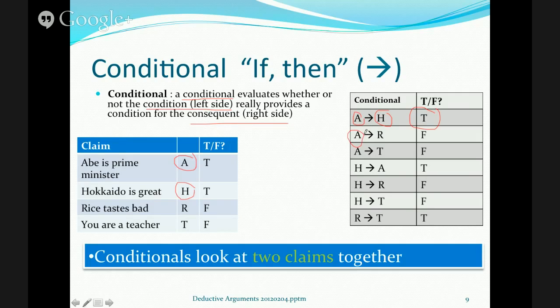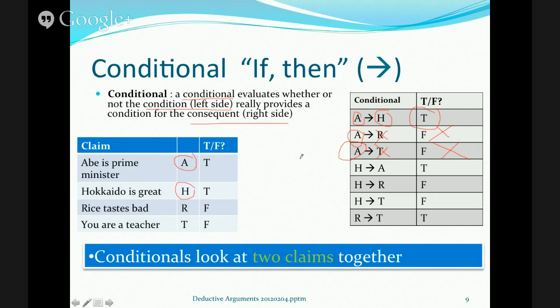So Abe is prime minister, true. Rice tastes bad, false. This is false. So the same pattern happens for the next one. Abe is prime minister. You are a teacher. The conditional as a whole is false. So why?